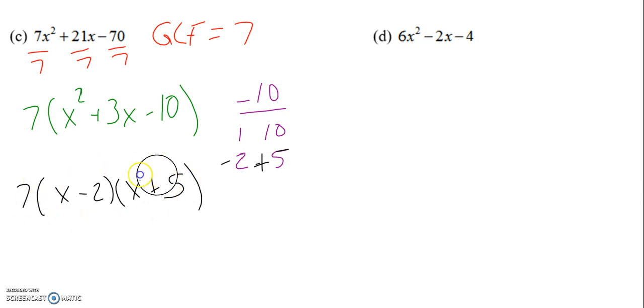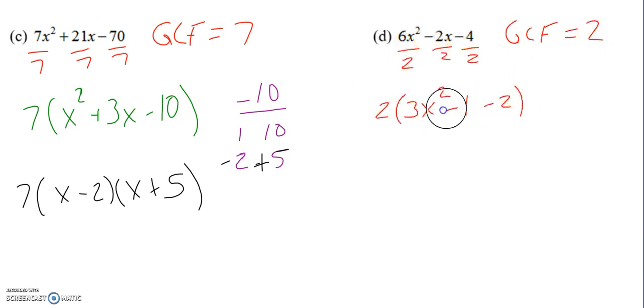And there's our answer. Okay, for part D, what was our GCF? 2 on this one. Divide, rewrite. Don't forget that 2 out front. And again, even though this has a leading coefficient of 3, the only factors of 3 are just 3 and 1. So I didn't even have to do a lot of work for that. So again, I might just do a quick guess and check.